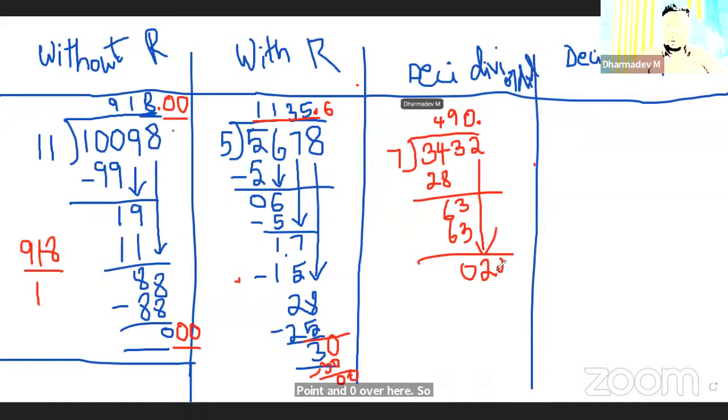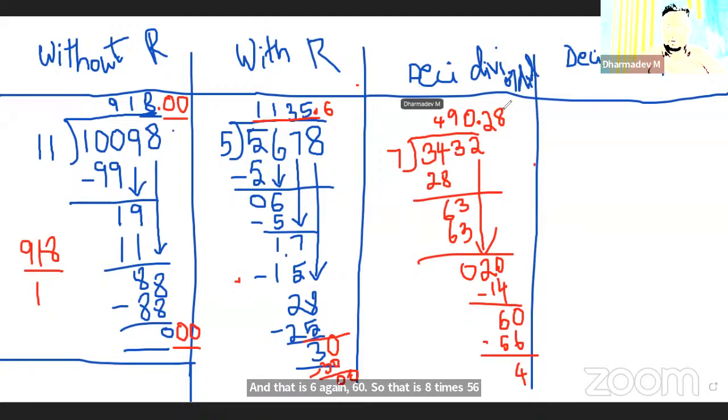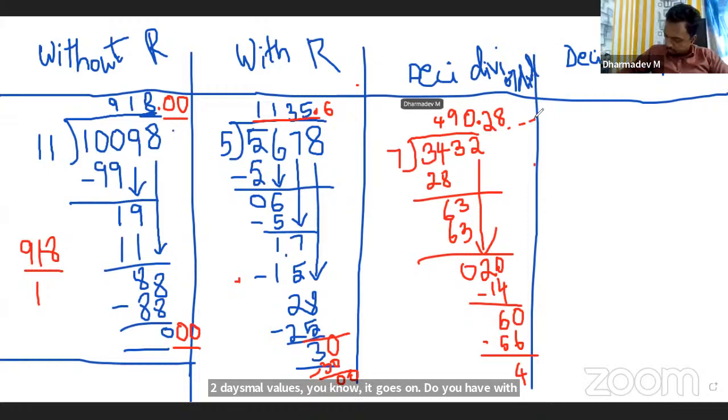So 7 into 2, 14, and that is 6. Again 60. So that is 8 times 56 and goes on. That's fine. 2 decimal values enough. It goes on. Clear with that?